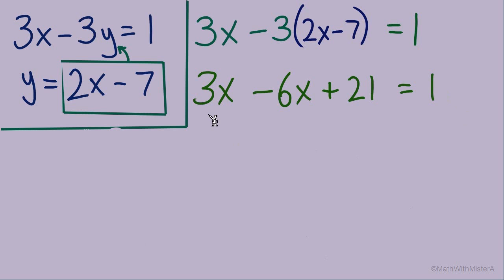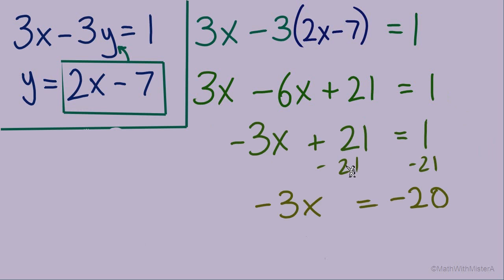Now we've got some like terms. 3x minus 6x equals negative 3x, bringing down plus 21 equals 1. Now we'll subtract 21 from both sides to get negative 3x equals negative 20. And lastly, divide both sides by negative 3. Now we cannot simplify further a 20 over 3, but since numerator and denominator are both negative, we should be writing this now as a positive number. A negative divided by negative equals a positive, but the 20 over 3 cannot be simplified further.